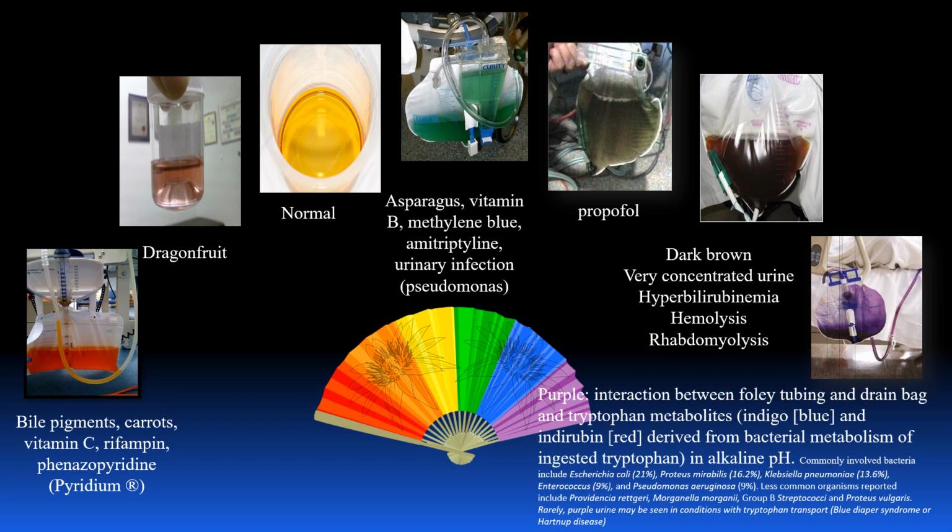In the setting of an alkaline urine, purple urine may be seen with the interaction between the Foley tubing and urine drain bag and tryptophan metabolites derived from urinary bacterial metabolism of ingested tryptophan.